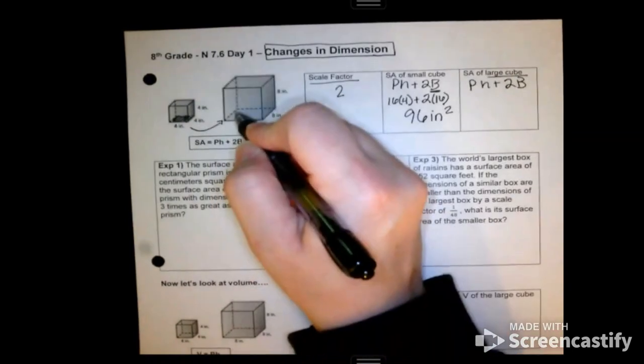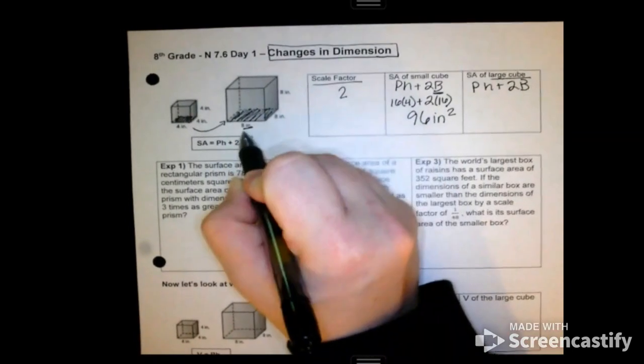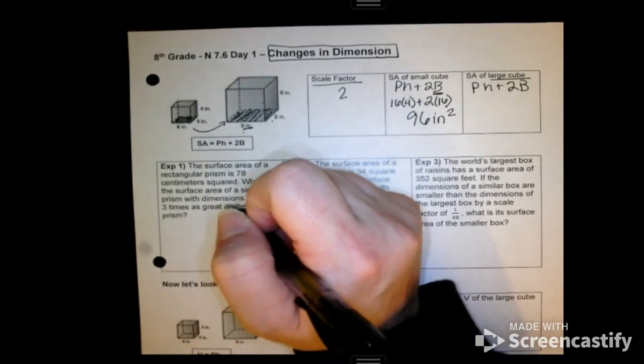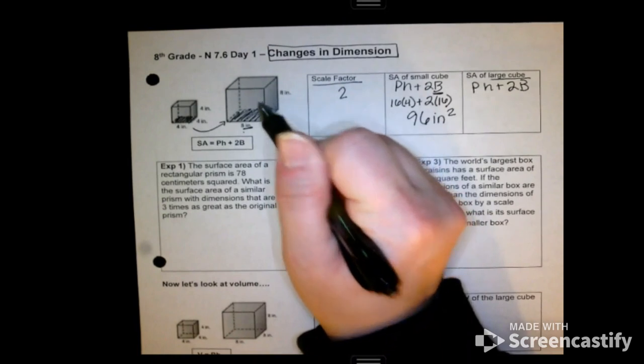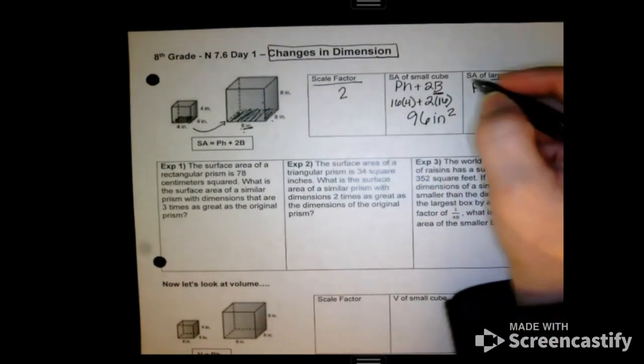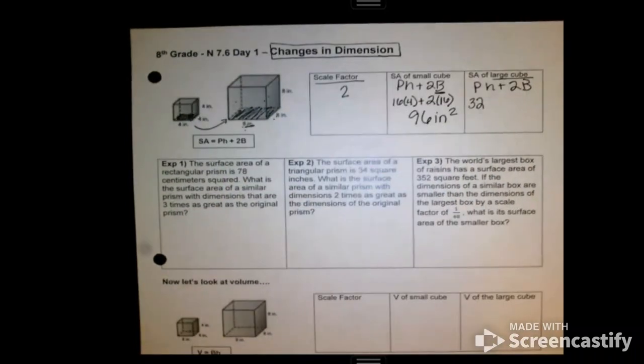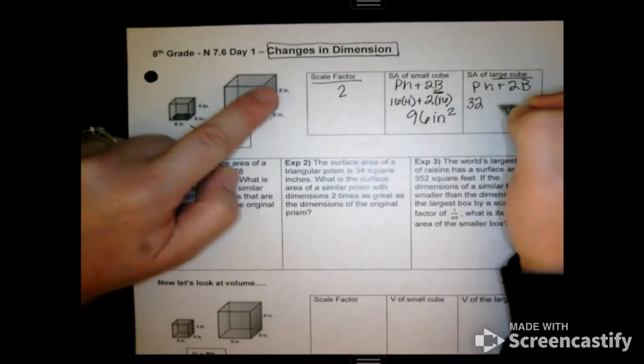So I have Ph plus 2B. What is the perimeter of this base? 8 plus 8 plus 8 plus 8. There's 4 sides, each side is 8, so 8 times 4 would give you 32. Okay, what is my height?